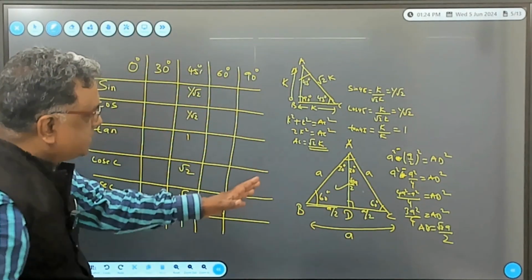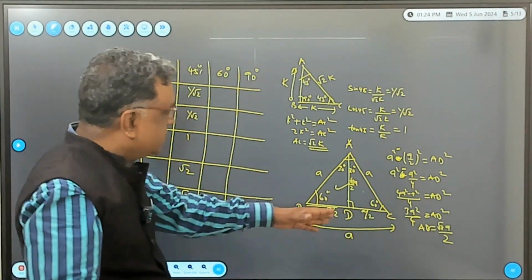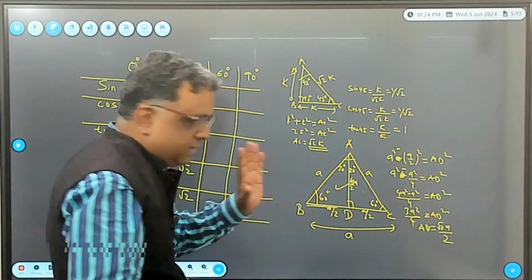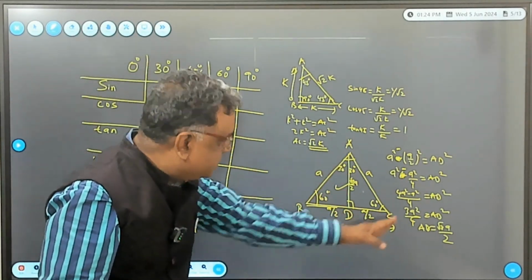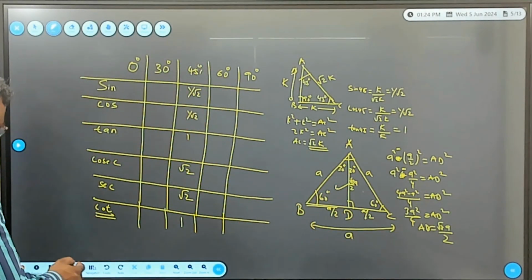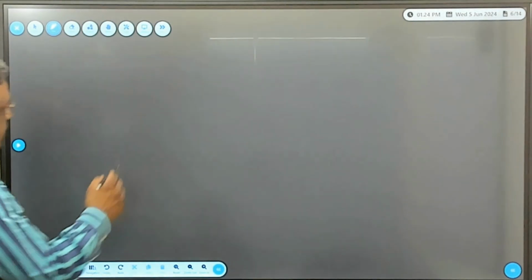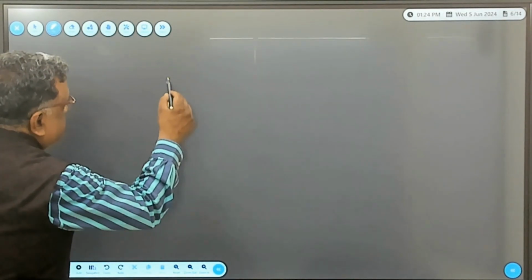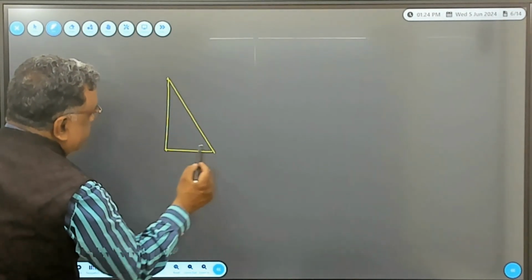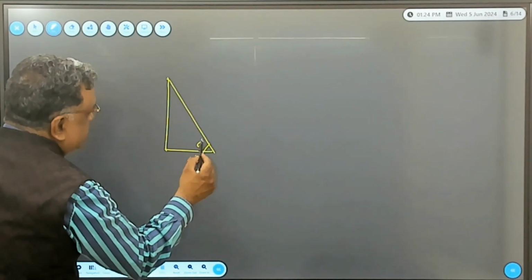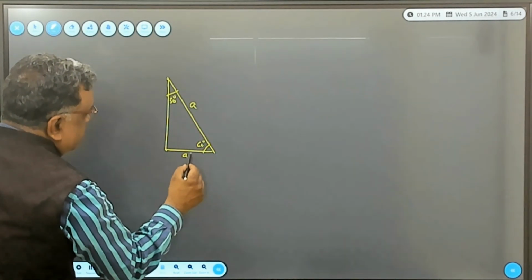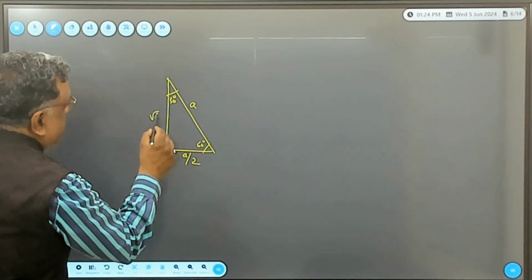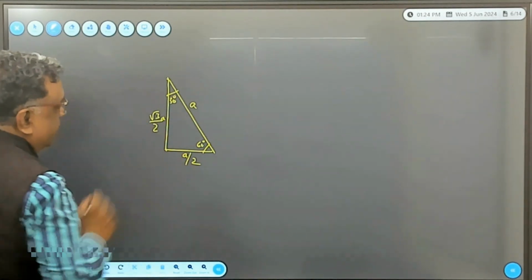So now we could establish a triangle which gives us 60 degrees, 30 degrees and 90 degrees. So I will take one of the triangles, let us say ADC. Out of that triangle, this was 60, this was 30, this was A, this become A by 2 and this was root 3 by 2A.